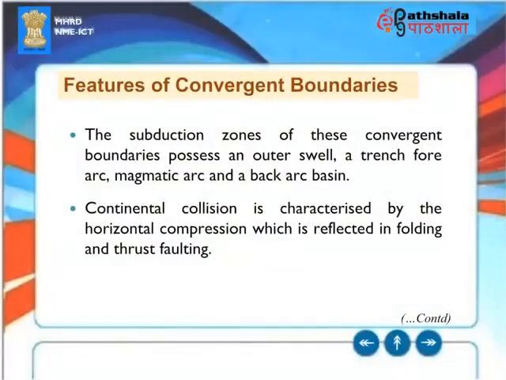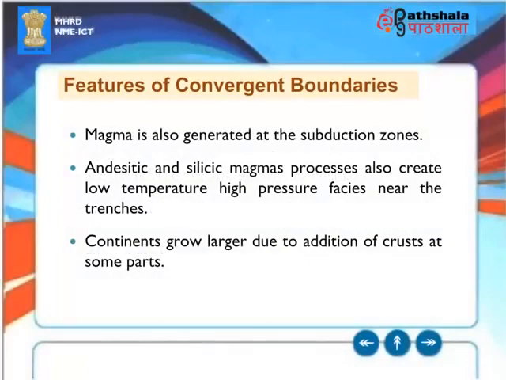Features of convergent boundaries. The subduction zones of these convergent boundaries possess an outer swell, a trench, a fore-arc, a magmatic arc, and a back-arc basin. Continental collision is characterized by horizontal compression, which is reflected in folding and thrust faulting. Magma is also generated at the subduction zones. Andesitic and silicic magma processes also create low temperature, high pressure facies near the trenches. Continents grow larger due to addition of crusts at some parts.